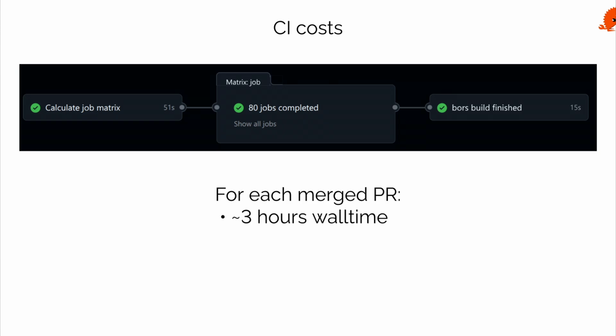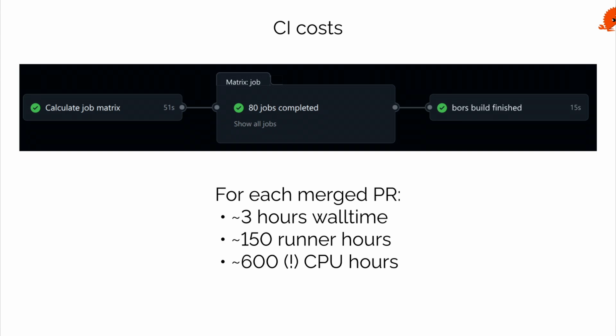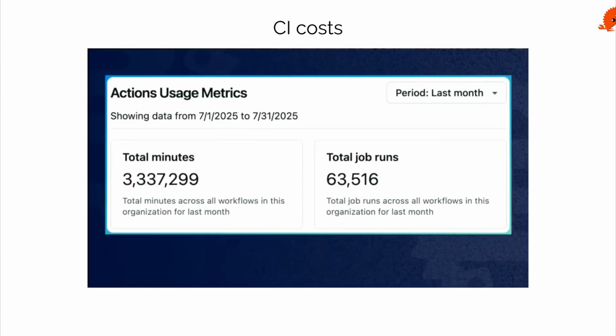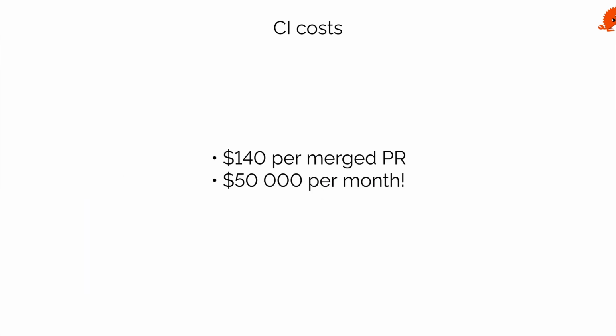But if you multiply it by the number of runners, it's a lot of time. And if you multiply it by the number of cores, it's even more time, like 600 CPU hours just for one merge. Every month, it's like 3 million minutes of CI time. And if you multiply this by the cost, we have optimized this in the last year. But a year ago, it would be something about $50,000 each month, right? So actually, we are lucky that GitHub and Microsoft covers most of that cost. But we still need to be mindful of the cost.